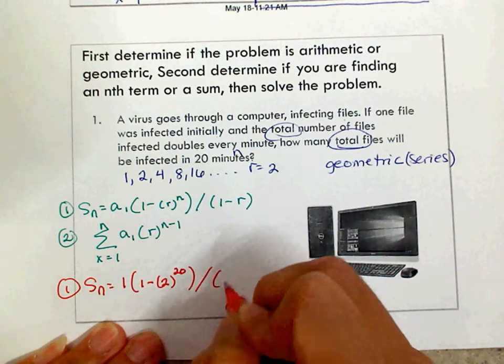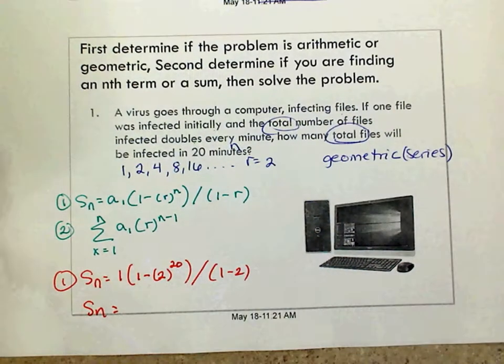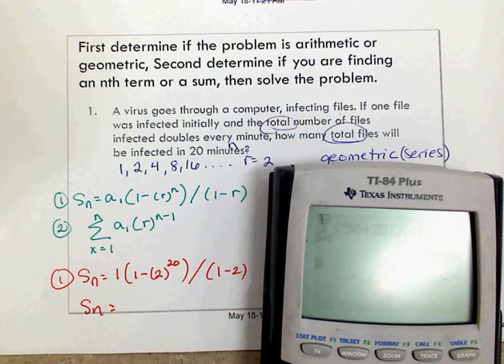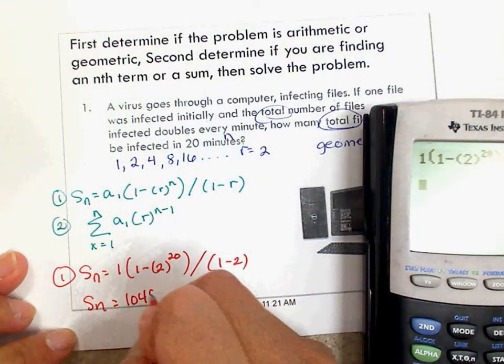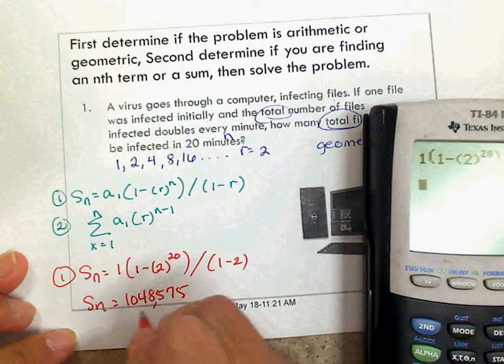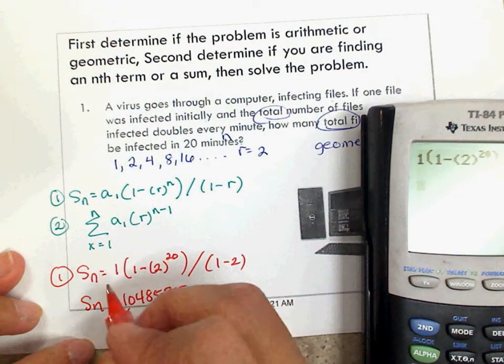Let's see what we get with that one. Calculator, clear. 1 parentheses 1 minus parentheses 2 parentheses raised to the 20. Right click down, divided by 1 minus 2. It will infect 1,048,575 computers, files. Okay?